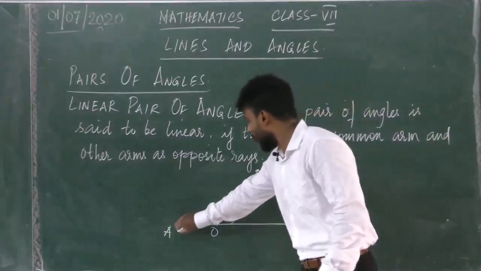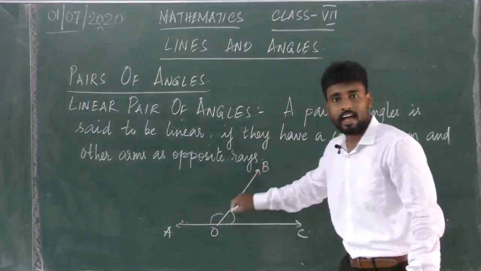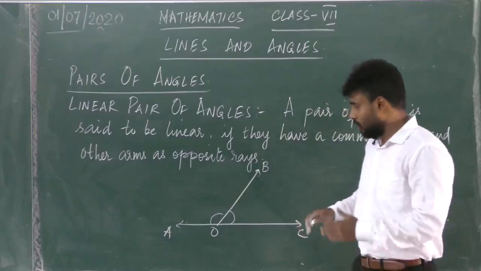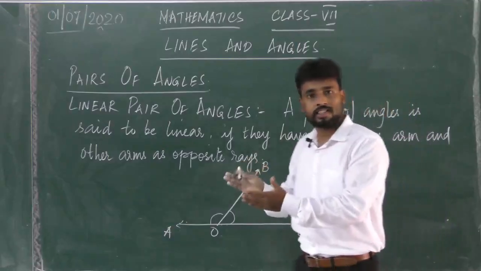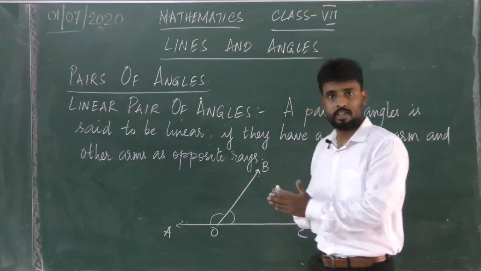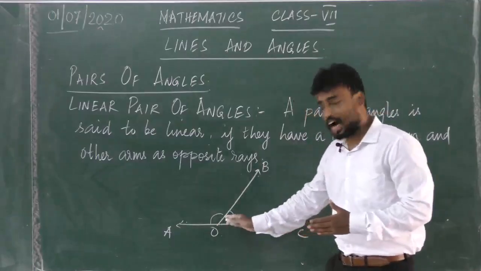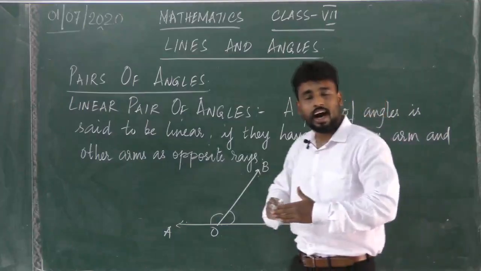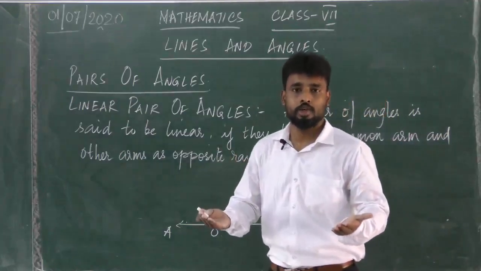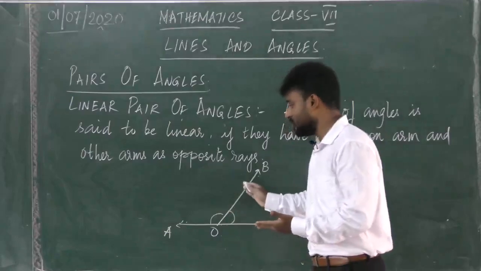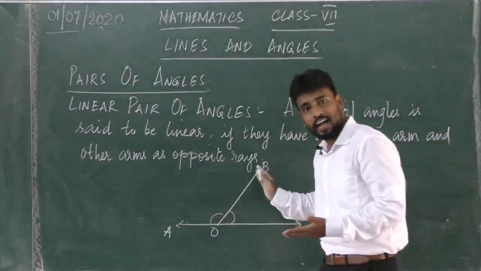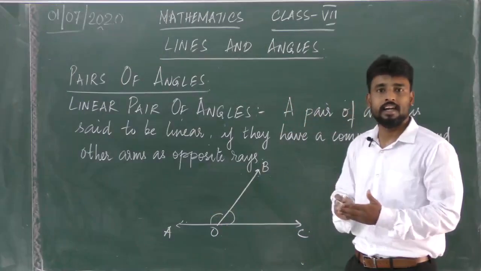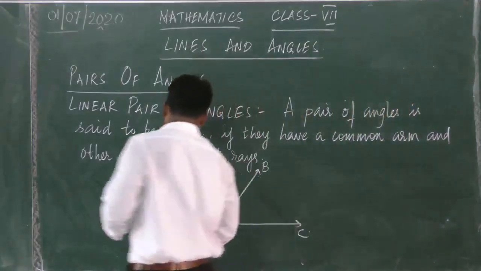We have angle AOB and angle BOC. In these two angles, you can understand that these two are adjacent angles, and you can see the arms OA and OC, they are opposite rays. So in this case, these two angles, angle AOB and angle COB, will be considered as a linear pair.